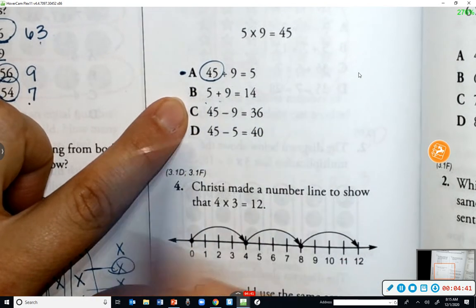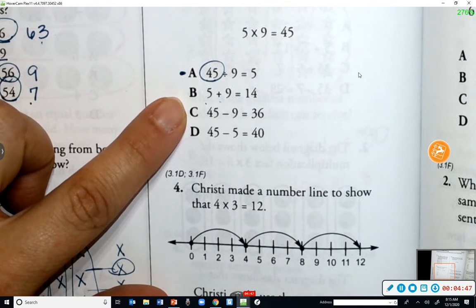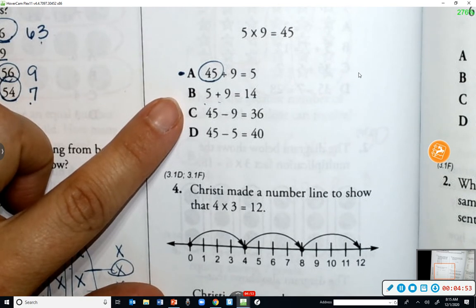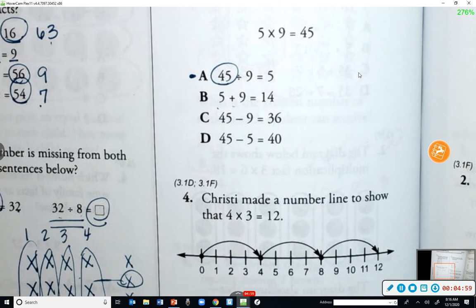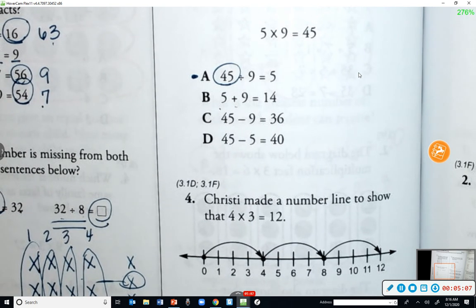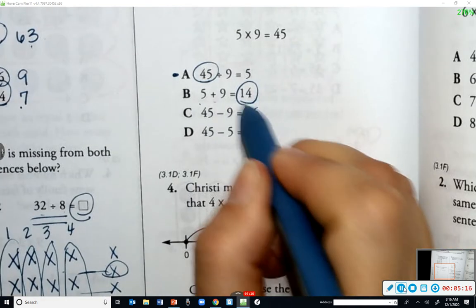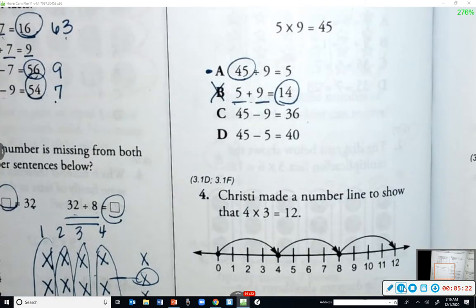5 plus 9 equals 14. No. What was wrong with that one? It doesn't have a 14. What was wrong with B? It's not dividing, it's adding. It has a 14. Alright, good. So we shouldn't have a 14. The other numbers are correct. But we should have a 45 in there, not a 14.